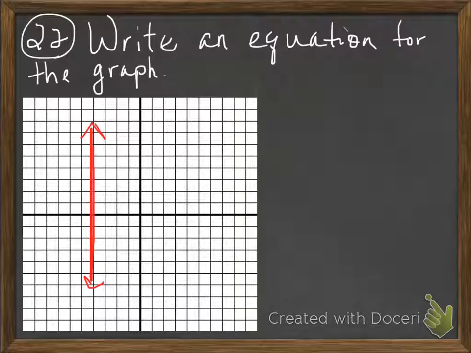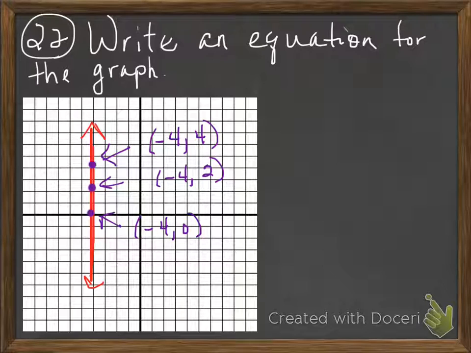Number 22 is asking us to write an equation for this specific graph. So if you'll notice, the line is vertical. Anytime the line is vertical, that means all the points have the same x value. So if you'll just pick out a few points, each one of those points has the same x value. This point right here would have an ordered pair of -4, 4. This ordered pair would be -4, 2. This ordered pair would be -4, 0.